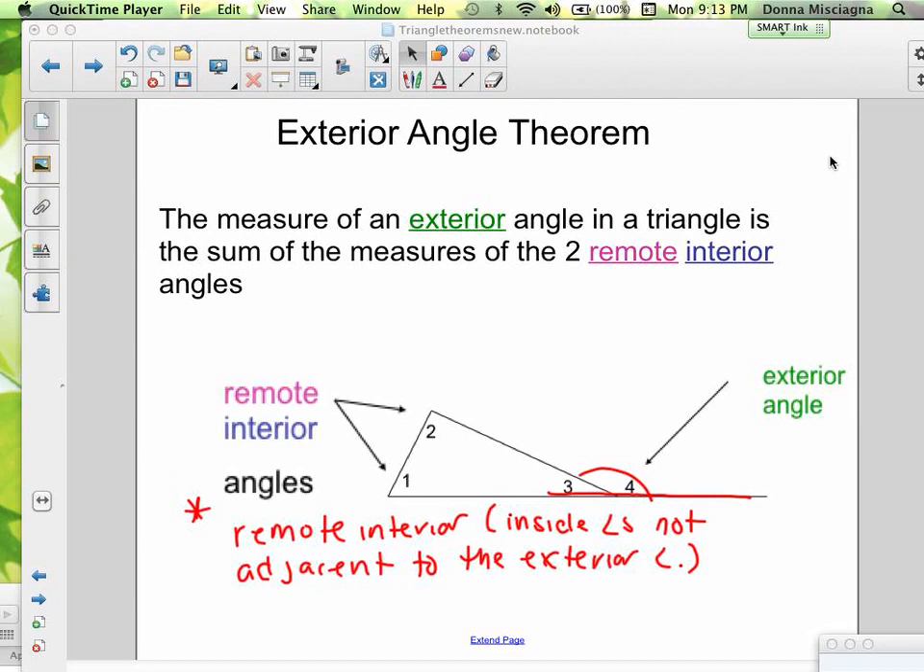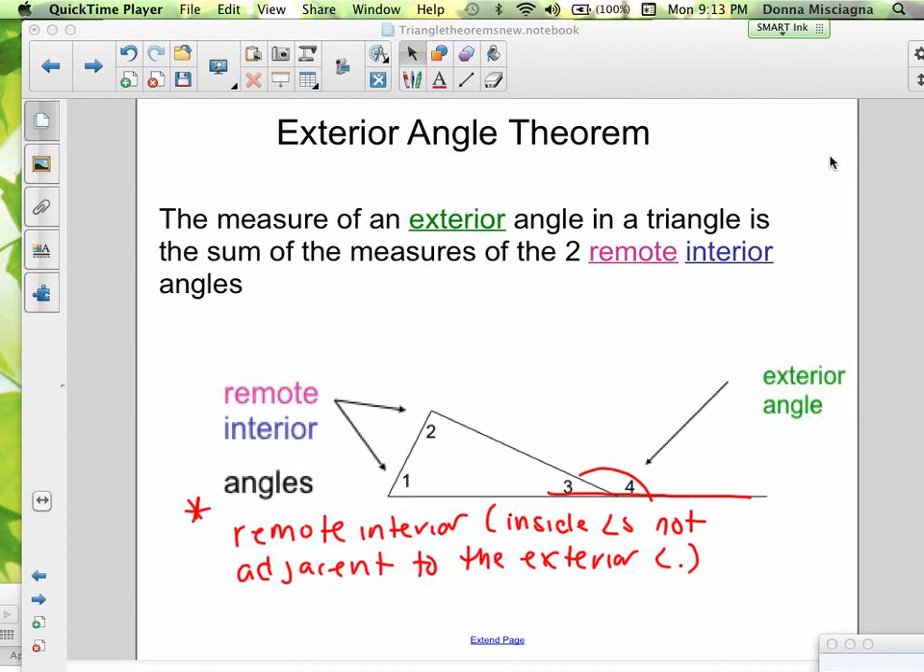Remote interior. When you're at home and you want to watch something on TV and you don't feel like getting up and being next to the TV, you might grab the remote and turn on the TV. Well, the remote is not next to the TV, right? It does it from a distance. That's the same thing with remote angles. They're not next to our exterior angle. They're the other angles. They're across the triangle, right?